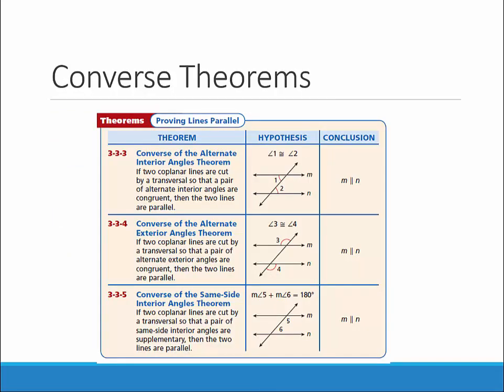So more converse theorems that we need to know. So we have the converse of the alternate interior angles theorem, the alternate exterior angles theorem, and the same side interior angles theorem. And all of these are the exact same, saying that if you have two angles that are congruent, you can then say that two lines are parallel. So we had alternate interior, we have alternate exterior. If they're congruent, lines are parallel. And then also, remember the same side interior ones, those add up to 180. So if that's true, then we can say that the two lines are parallel.